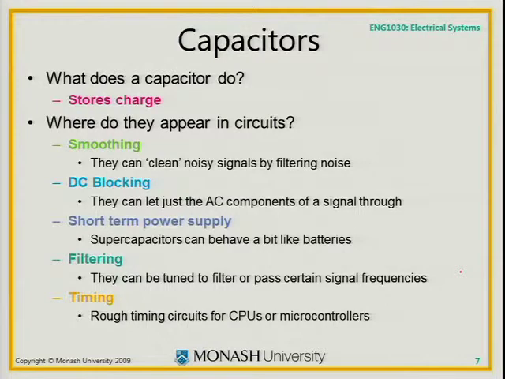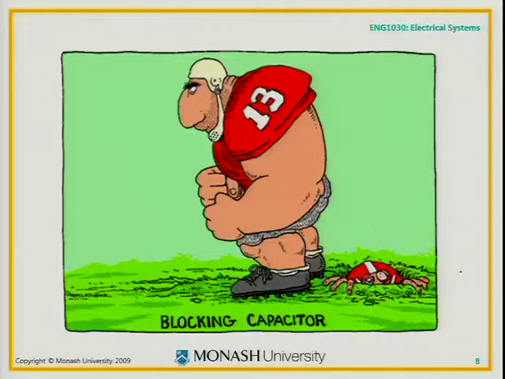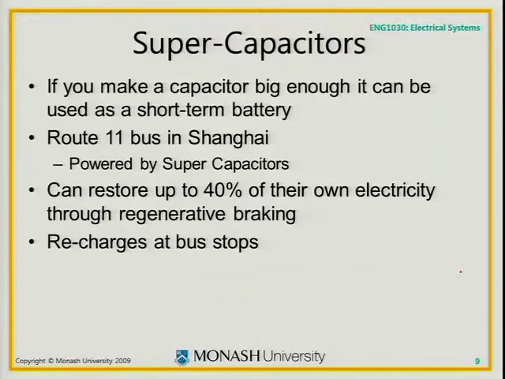Filtering, they can be tuned to filter or pass certain signal frequencies, as I've mentioned, and timing, rough timing circuits for CPUs or microcontrollers. Any useful circuit will basically have capacitors in it. And there's a blocking capacitor. If you make a capacitor big enough, it can be used as a short-term battery.